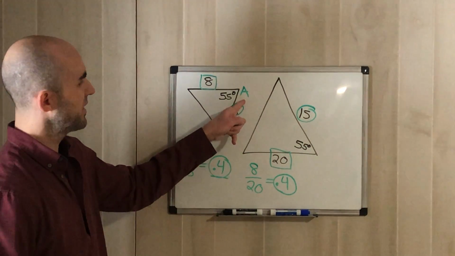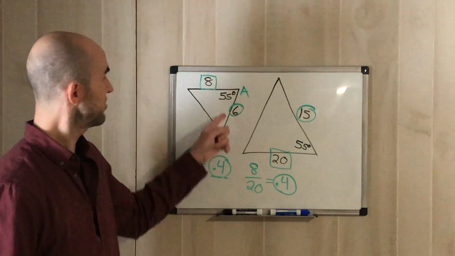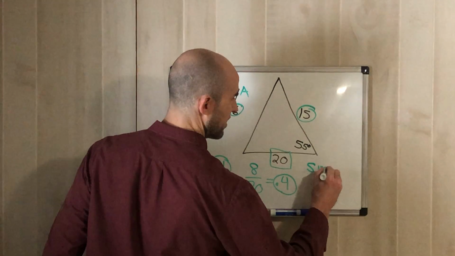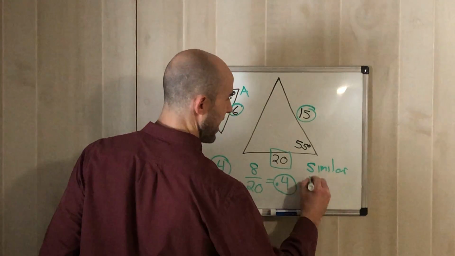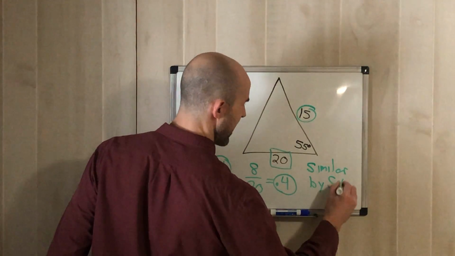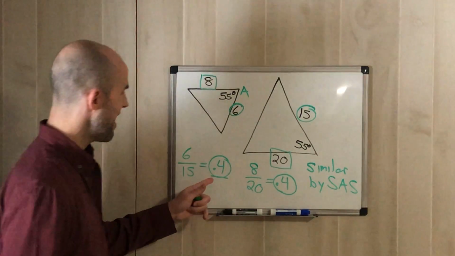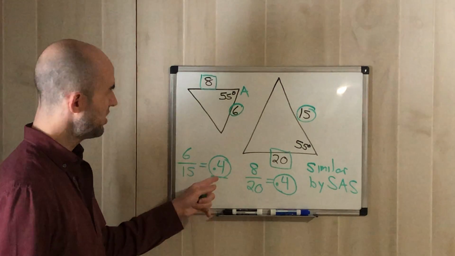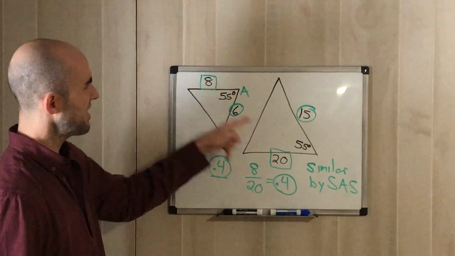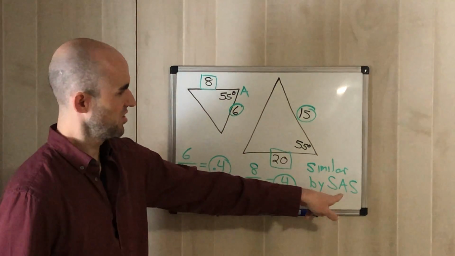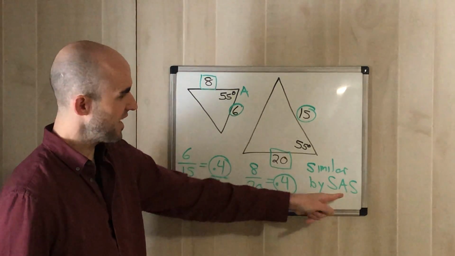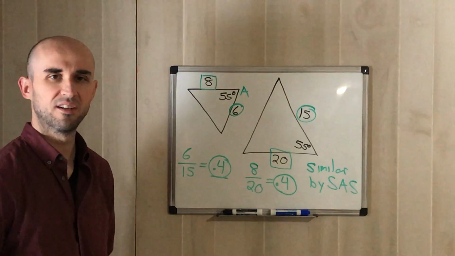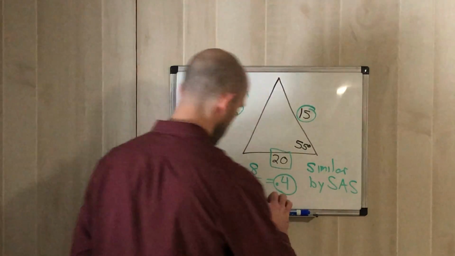The angles between the sides. So since the scale factors are the same and the angles between, we know it's similar by SAS, right? Because we have 2 scale factors that are the same. The sides are proportional, and the angles between the sides are congruent. Let's do one more.